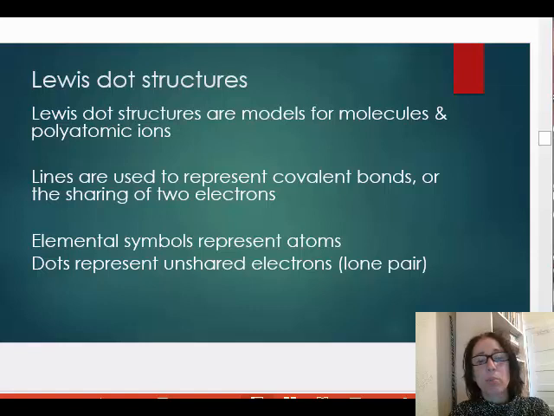Lewis dot structures are models for molecules and polyatomic ions. As we have seen, a line represents two electrons being shared. The atoms of an element are represented by the elemental symbol, and dots represent unshared electrons. These unshared electrons are also called lone pair electrons.